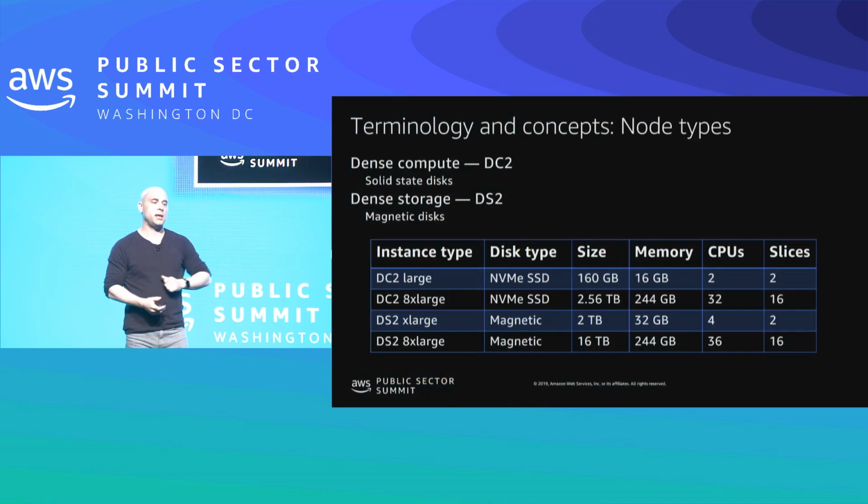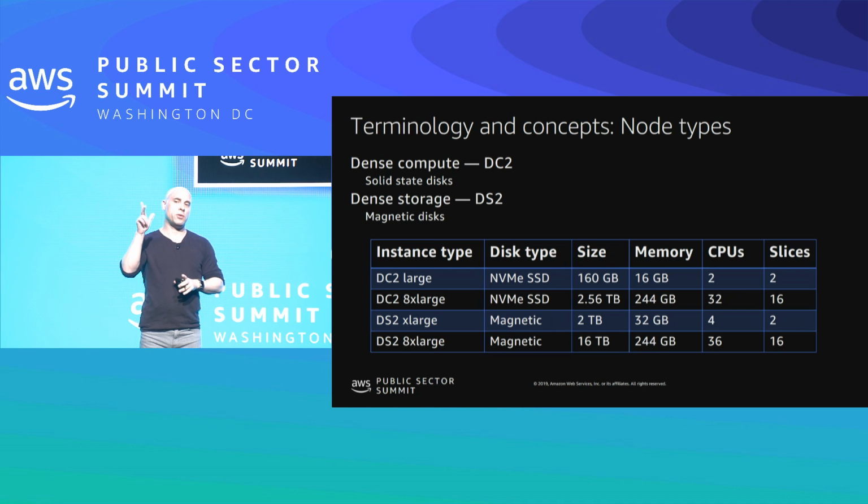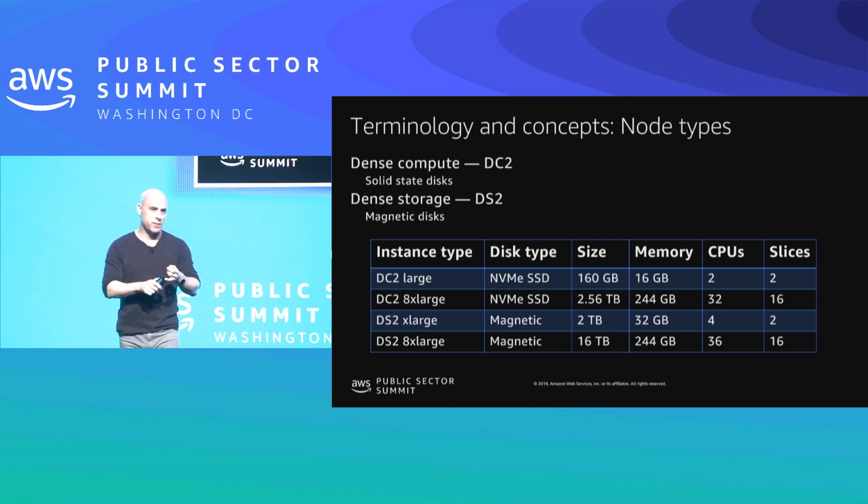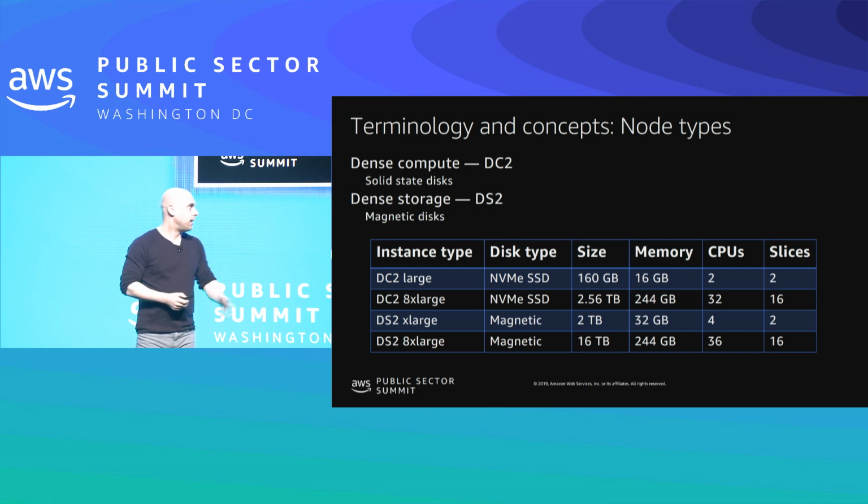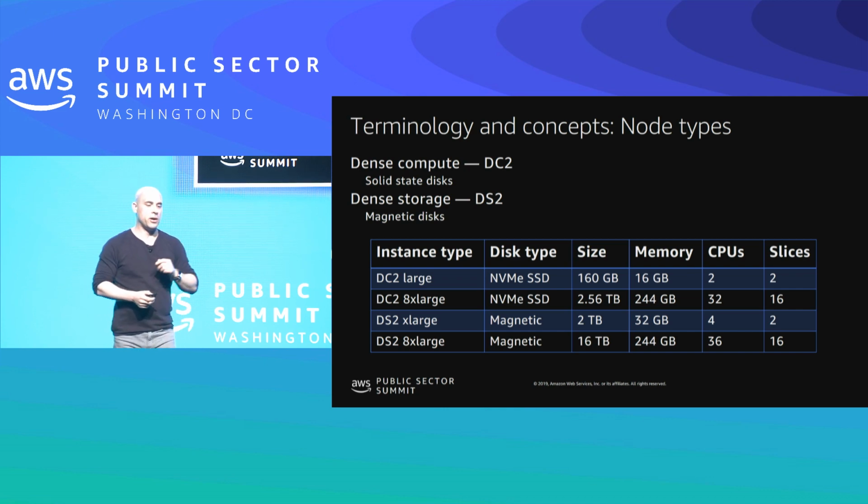So jumping quickly into cluster sizing, we have 2 instance types in Redshift: our DC2, which is SSD, and DS2, which is magnetic disk. Basically, the SSDs are obviously faster. They do cost more. And each of these instance types comes in 2 different sizes. We have a smaller instance and an 8XL, which is the big instance type. You can see the information about it up there.